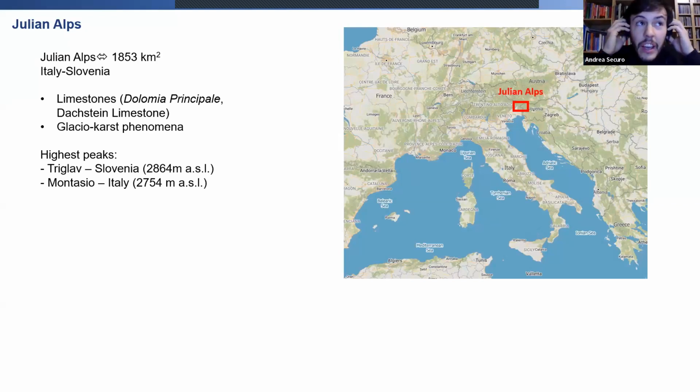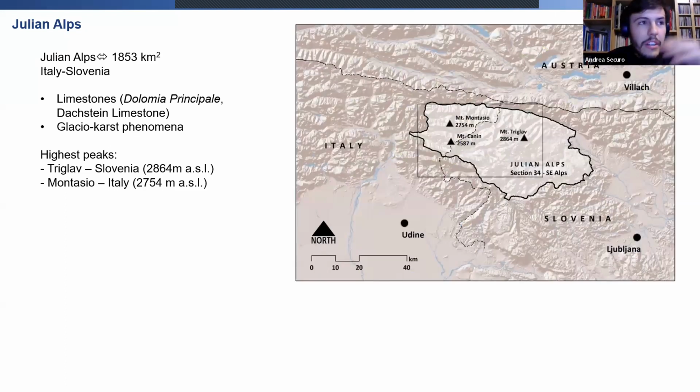So the Julian Alps are in the southeastern European Alps at the border between Italy and Slovenia. It's a pretty small area of less than 2,000 square kilometers that is characterized by the presence of limestones, and especially by the combined presence of glacial and karstic forms, making it a glacial karst landscape. It's widespread in several areas. The highest peaks are the Triglav in Slovenia and the Montasio in Italy.